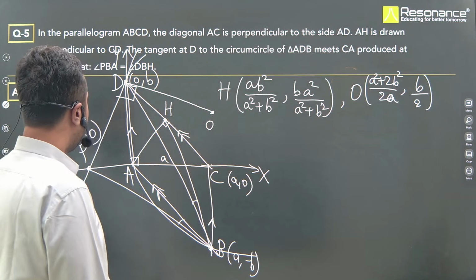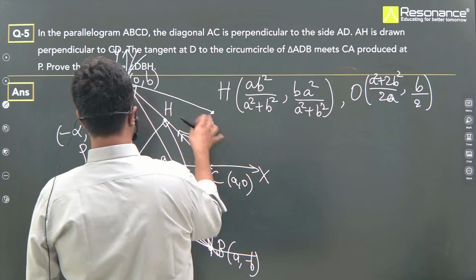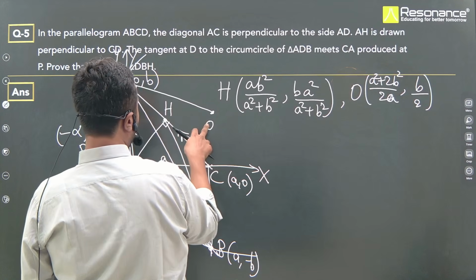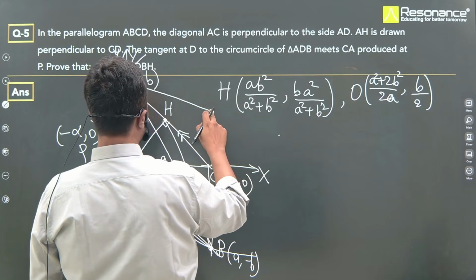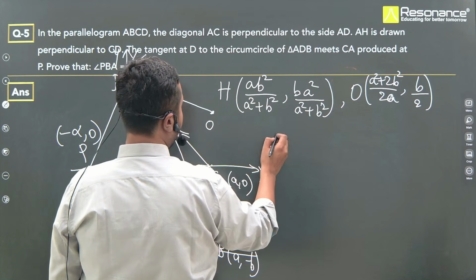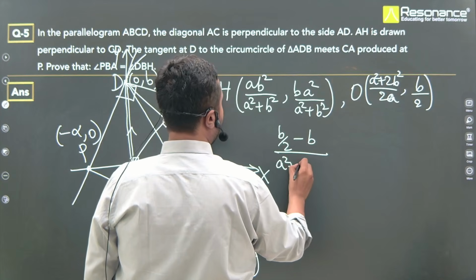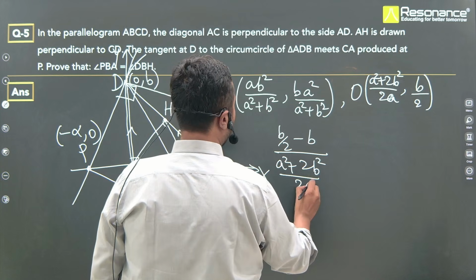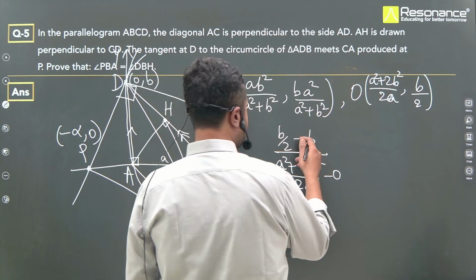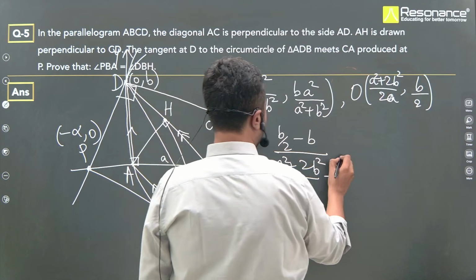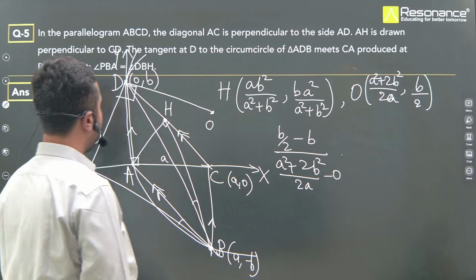That's all. Okay, now P, the way you can get it is, well, the product of slopes is -1, right? So the coordinates of O minus the coordinates of D. So let's do that. It is B by 2 minus that quantity, B by 2 minus B divided by A square plus 2B square by 2A, minus 0, right? What is all that? That's the slope of OD, times the slope of PD, and that's easy.